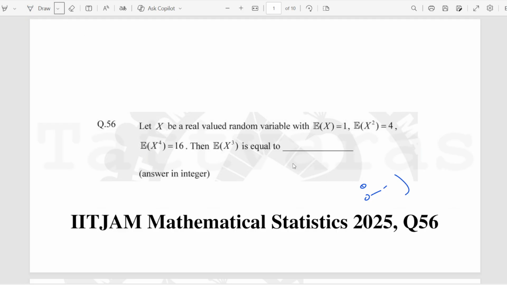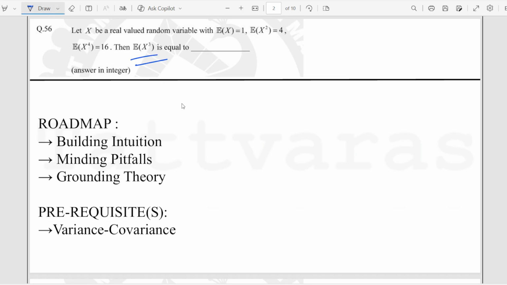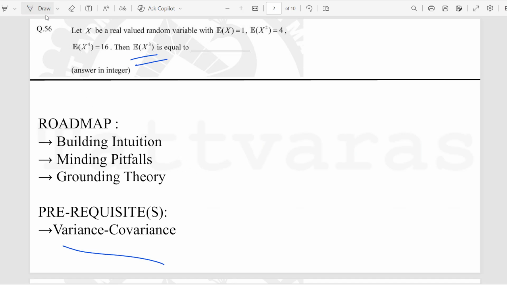Let's get started with this question about, again, expectations. And there will be an element of variance and covariance in this question as well. Maybe you're already seeing it, but yeah, let's see.